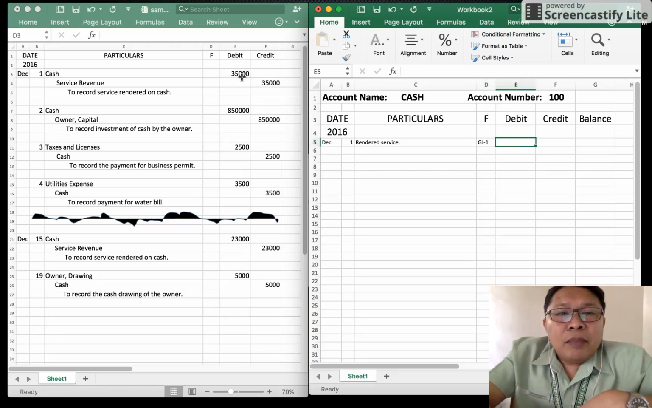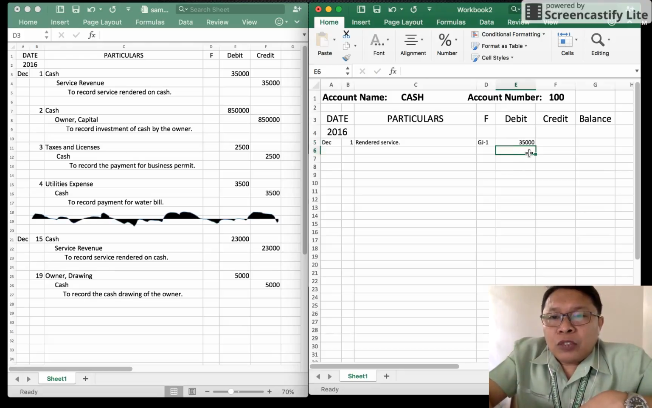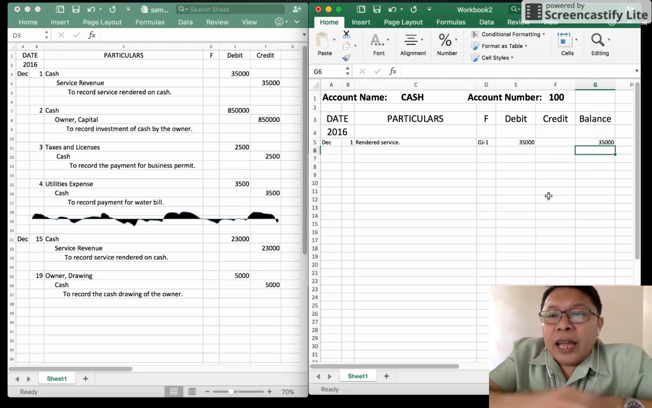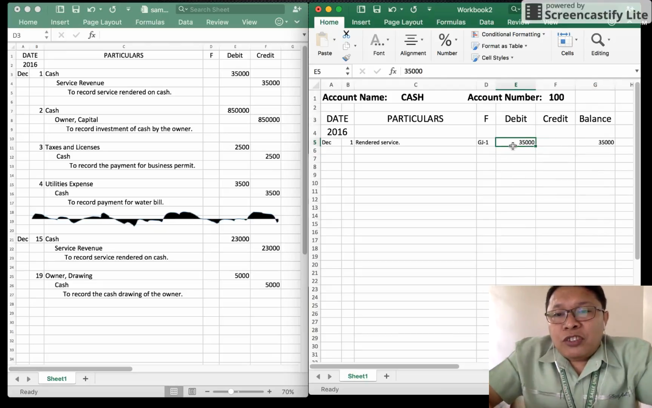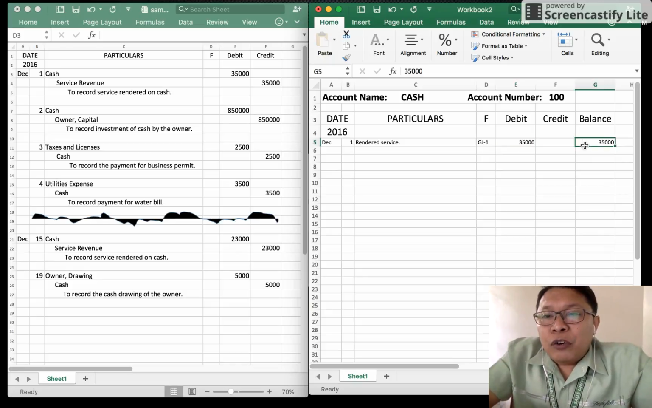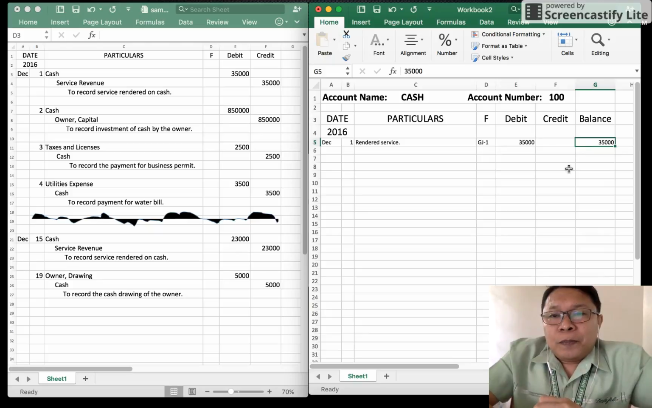Okay. And we have a debit of 35,000. So we have to write here debit 35,000. We know that we have a balance of 35,000 and that balance is a debit balance. For what reason do we assume that? Because our amount for debit recorded first is 35,000. Therefore, our balance is a debit balance equivalent to 35,000. We are done with the first entry.